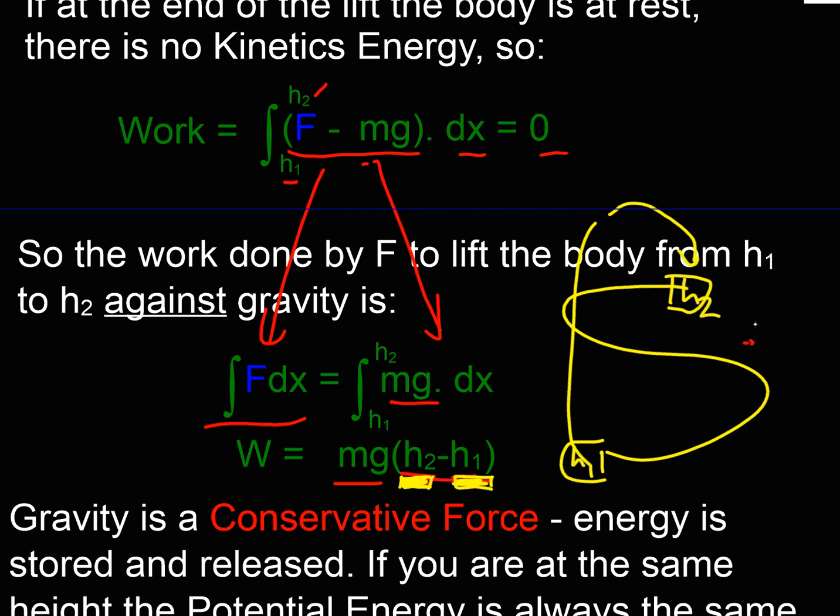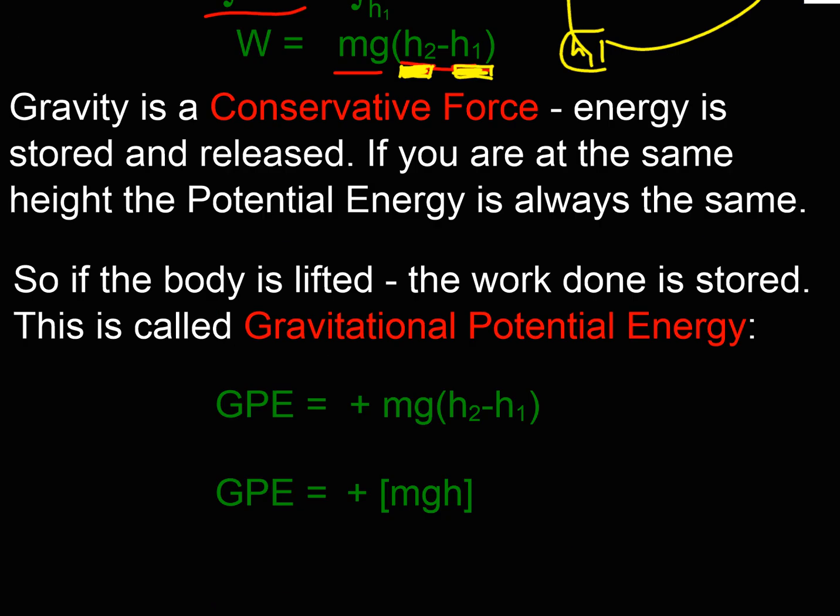And we know that, don't we? We can lift something up and it will stay there. When we take it down, it releases energy to us, it pushes us down. So if a body is lifted up, we store gravitational potential energy. What we've seen above is that gravitational potential energy is mg times the change in h, but quite a lot of the time people write gravitational potential energy as just mgh. So that's proved our gravitational potential energy.